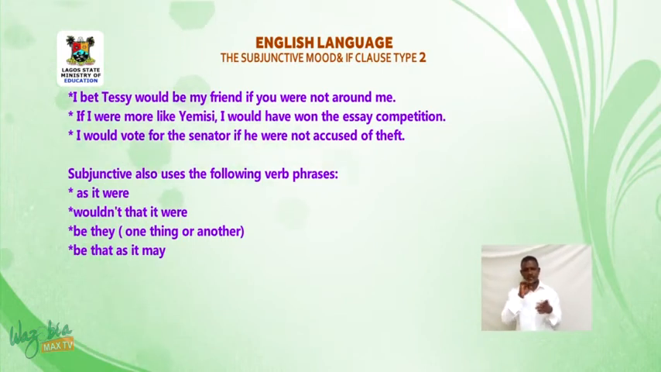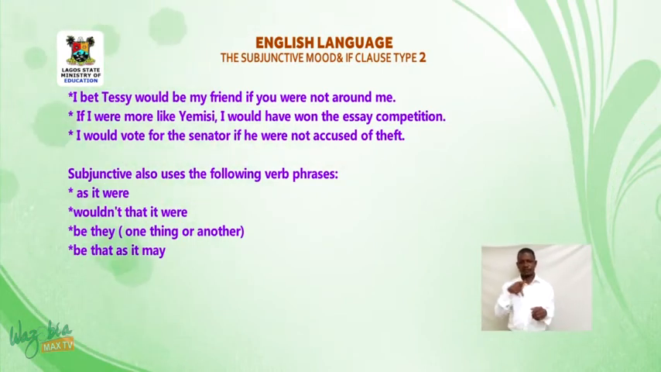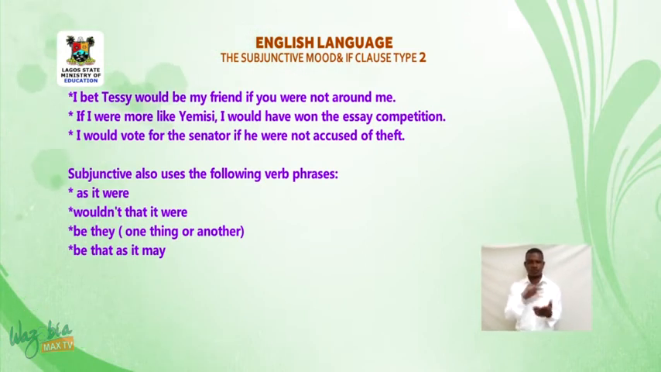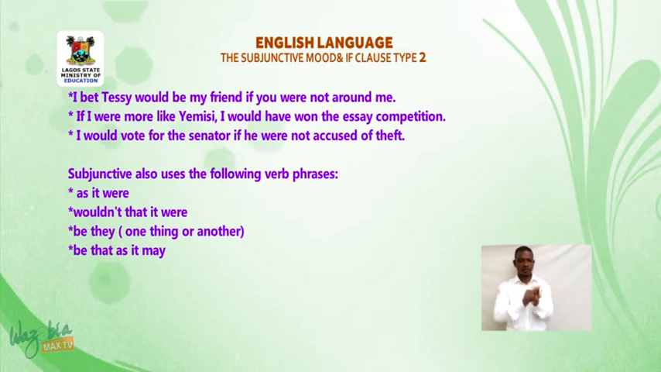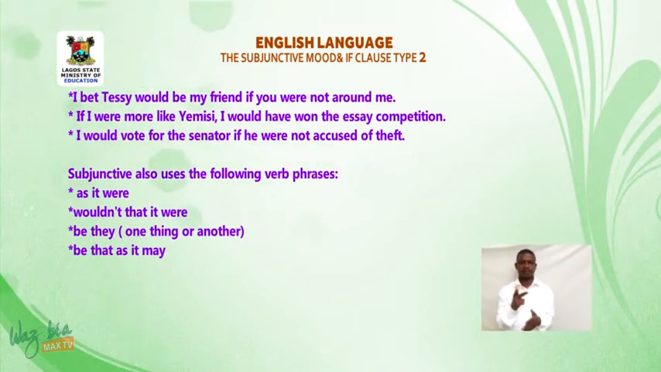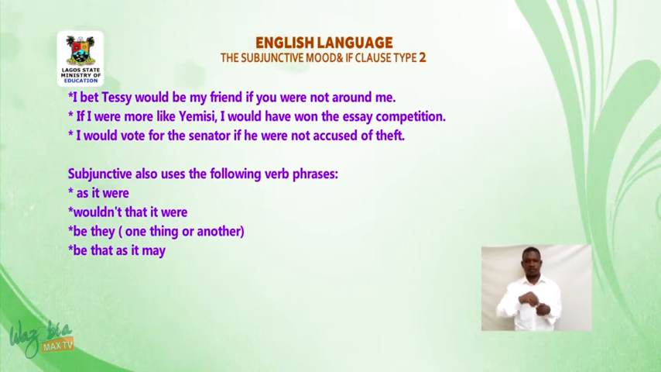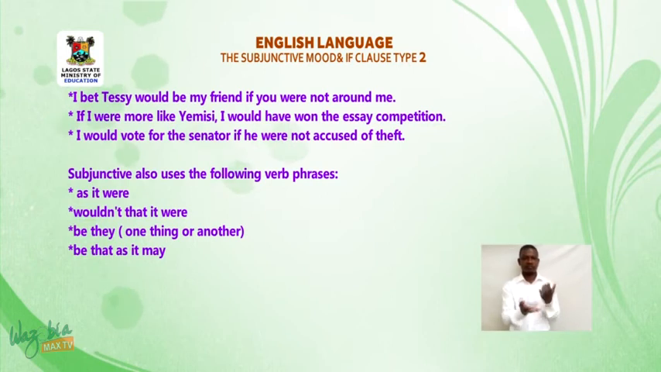Subjunctive also uses the following verb phrases. 1. As it were. 2. Wouldn't that it were. 3. Be they one thing or another. And 4. Be that as it may.